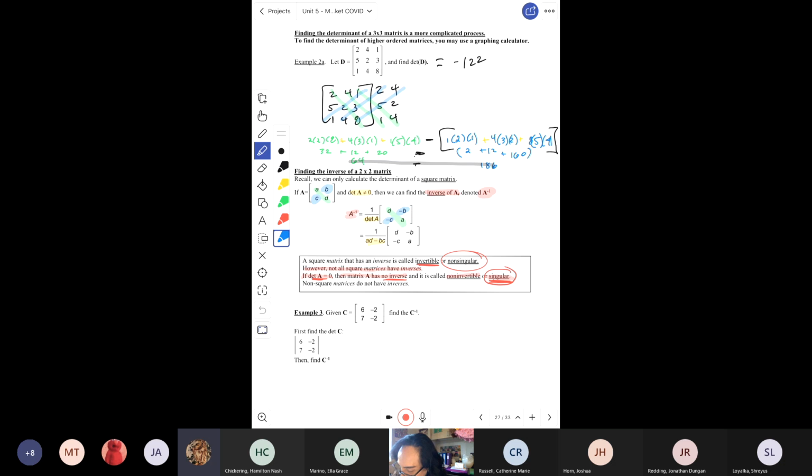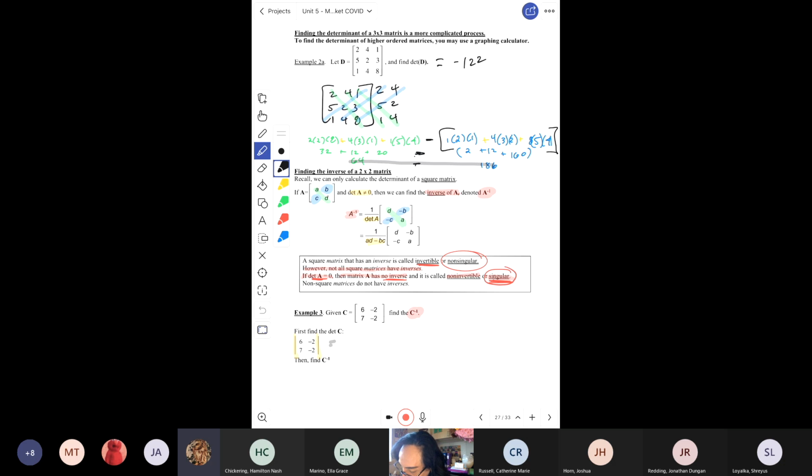So let's look at an example. You are given the matrix C. You are asked to find the inverse, and it's denoted that way. I'm not going to say find the inverse of C. I'm going to say find this, and you have to know its inverse. The first thing you want to do is compute the determinant of that matrix. Again, notice if it has the bars around the matrix, that means determinant. So let's find the determinant of that matrix.